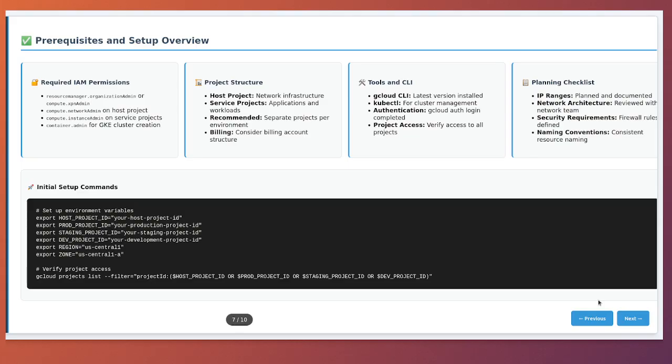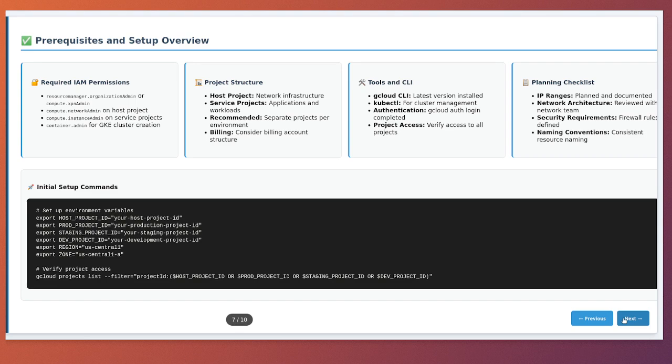You'll need at least 2 projects. One host project for networking and at least one service project for your applications. I recommend creating separate projects for different environments, prod, staging, and dev, from the beginning. The gcloud CLI should be installed and configured with your credentials. We'll be using many gcloud commands with specific parameters, and I'll explain each one in detail.